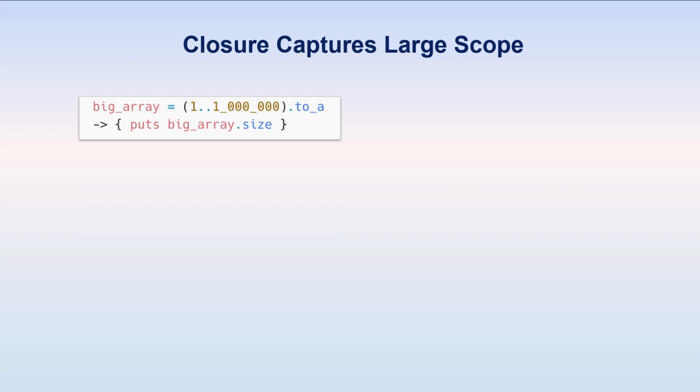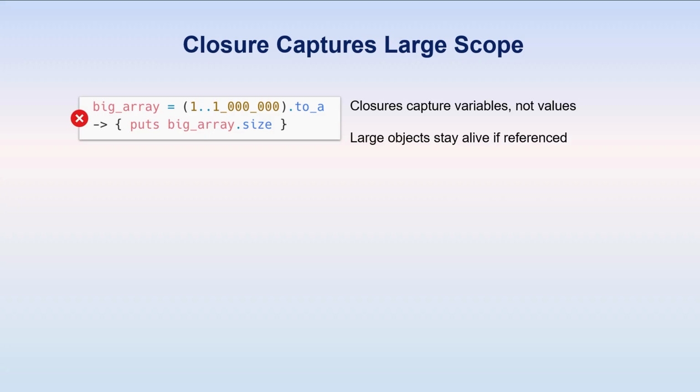Another example: we use closures. But closures do not capture the values, they capture the variables. So if you pass big values or large objects, they are never going to get released. So instead of that, you should only pass what is required.